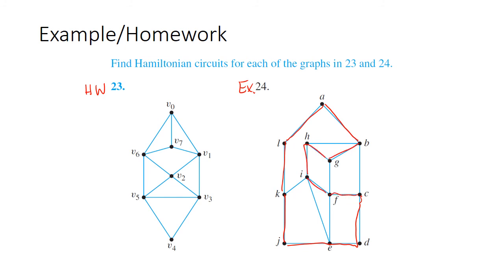Okay, so that takes me through all of the vertices once, and I don't have to do all of the edges, I just have to do all the vertices. So let me try writing this down. B, A, L, K, J, E, D, C, F, I, H, G, and back to B. Okay, so you try doing it with yours, see if it works or not, and if it does, then write down the circuit.